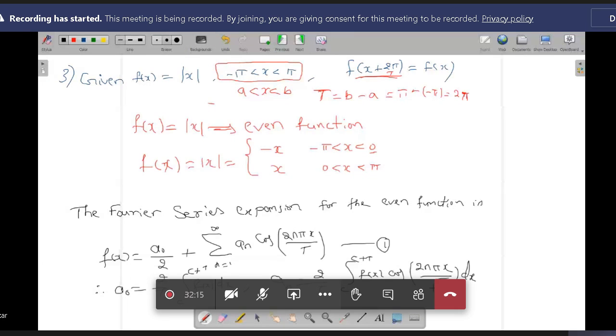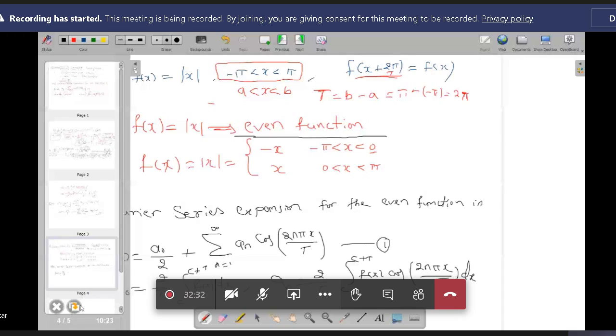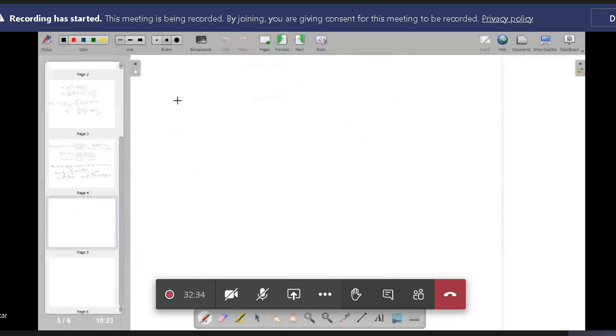Okay, so this is the definition of Fourier series for an even function, and we have defined the given modulus function, absolute function, as like this. So with this only I can find a Fourier series expansion. So now next we need to find a naught and an.